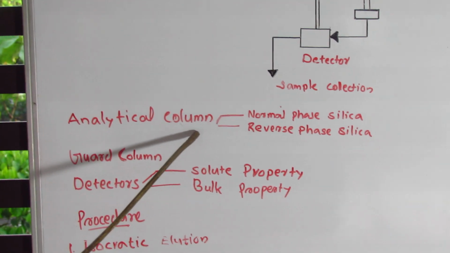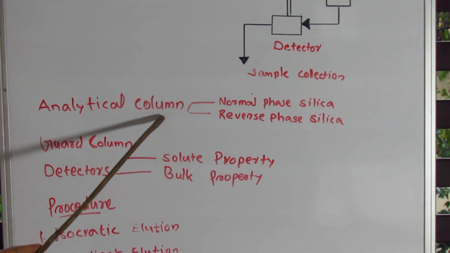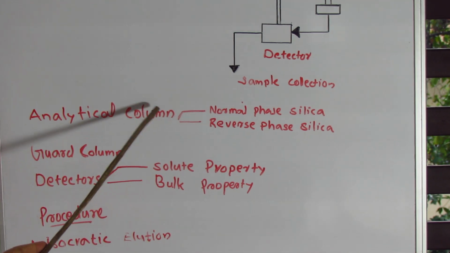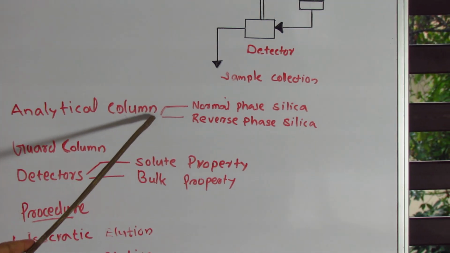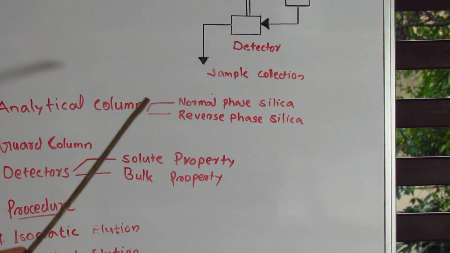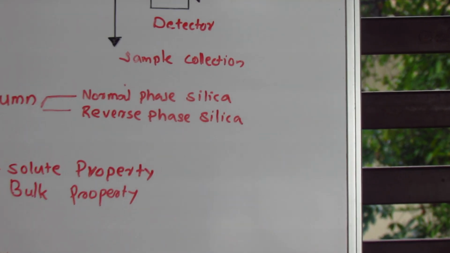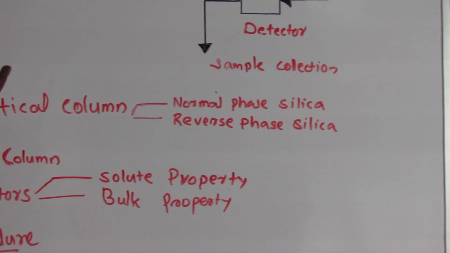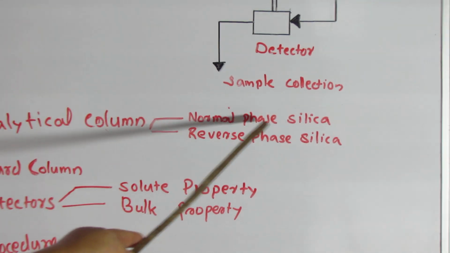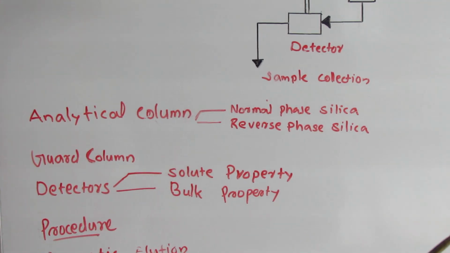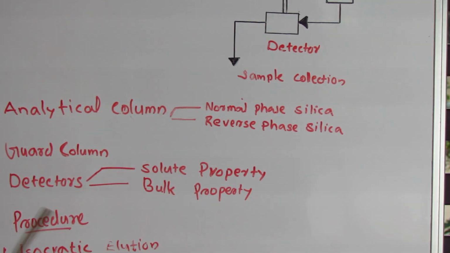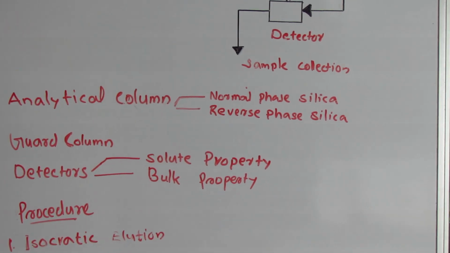The analytical column is made of stainless steel. Its length is about 30 centimeter, diameter is 1 centimeter. Two types of packing materials can be used: normal phase silica and reverse phase silica. In normal phase silica, silica is bonded with OH group, whereas in reverse phase silica, instead of OH, it is bonded with OCH3. That is the main difference.